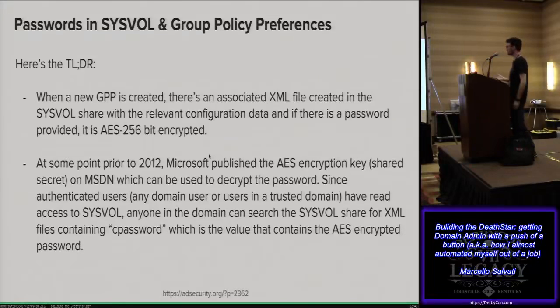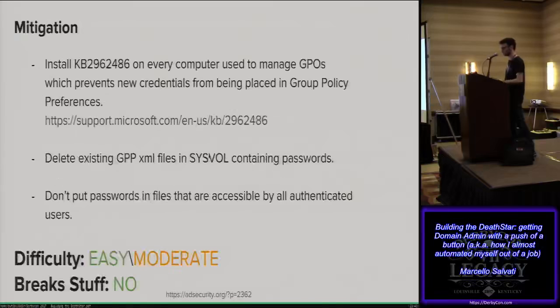This is great because every time administrators push out local accounts via group policy, you'll usually find an XML file in the sysvol share, and you can just decrypt it, which is awesome. We can leverage that to move laterally or even just escalate privileges in a domain. Mitigation is to install the patch and delete existing group policy preference XML files in the sysvol share. And just don't put passwords in files that everyone can access. That's just a general rule of thumb, I guess.